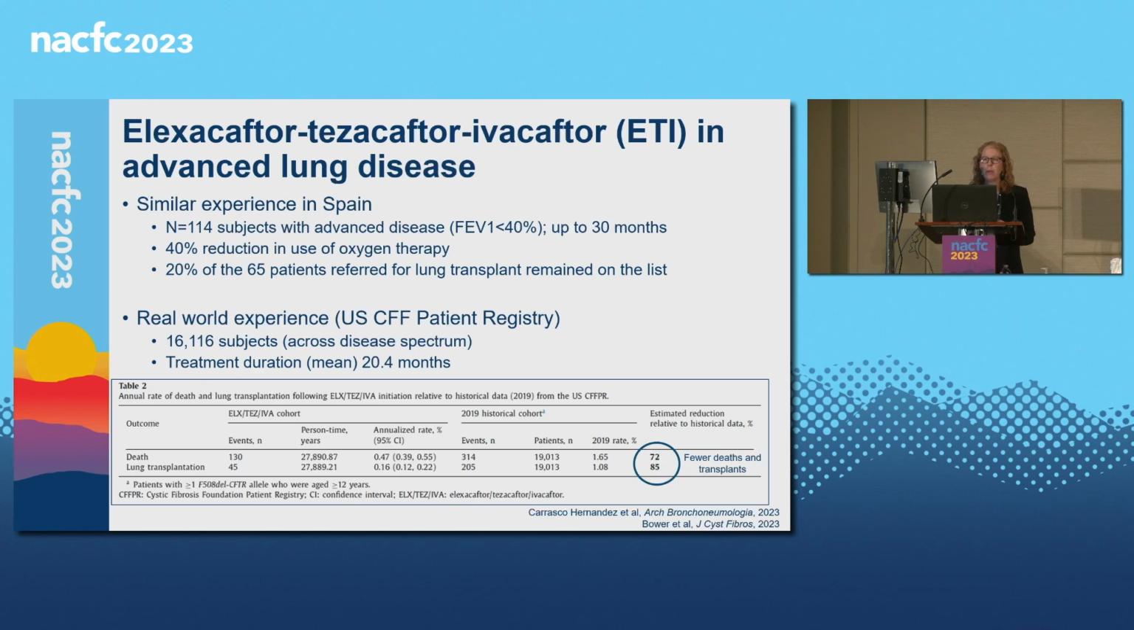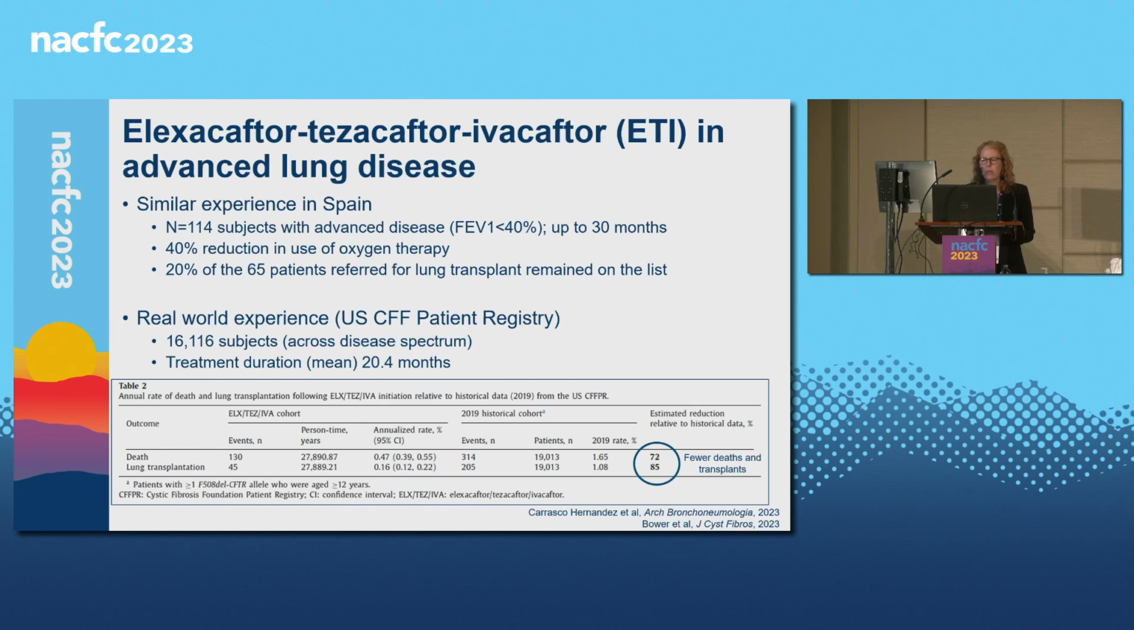Again, this paper talked about various outcomes of ETI. But in this table, they comment about deaths and lung transplant in the cohort using this medication compared to a historical control of 2019. And you can see the circle shows that there was a 72% reduction in deaths and 85% reduction in lung transplantation. So again, I think there's convincing evidence that this medication has impacted the transplant rates over time.